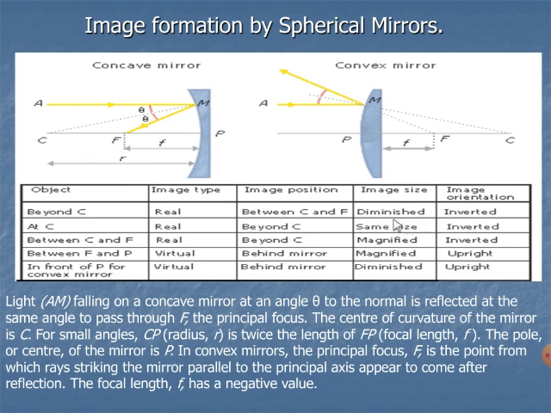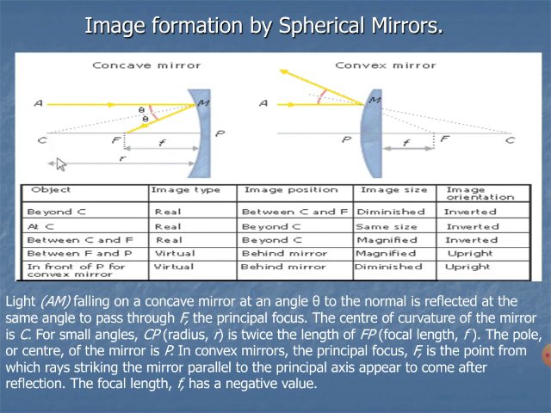And what will be its nature? Let's see. It will be real, no doubt. The image will be real, inverted and diminished. Okay, if the object is placed at the center of curvature, then the image will be formed at the center of curvature like this, inverted.